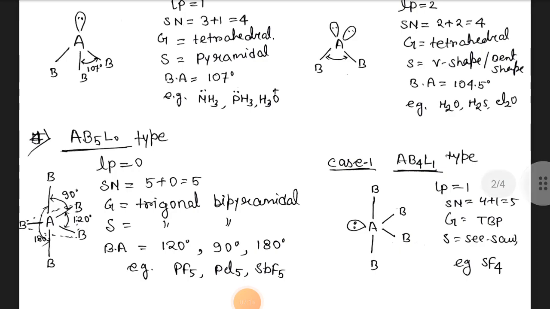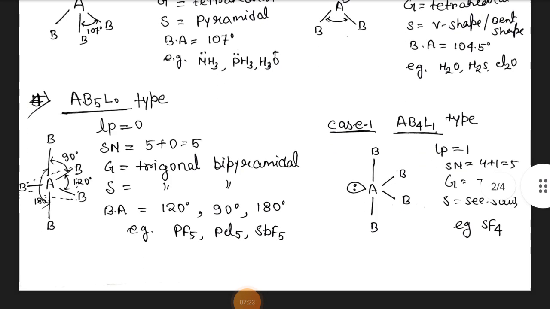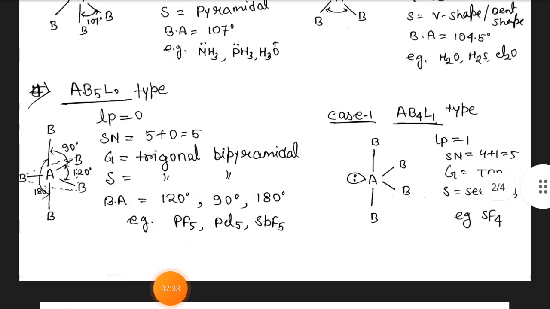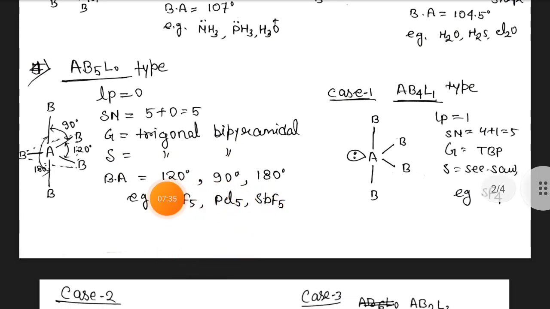Next molecule is AB5L0 type, that is lone pair 0. Steric number 5 plus 0, that is 5. Geometry is trigonal bipyramidal, and shape is also trigonal bipyramidal because here lone pair is 0, so geometry and shape are same. Bond angle, three types of angle are there, that is 120 degree, 90 degree and 180 degree.